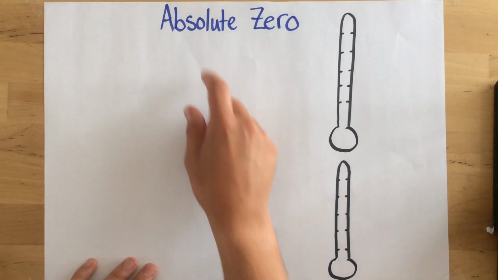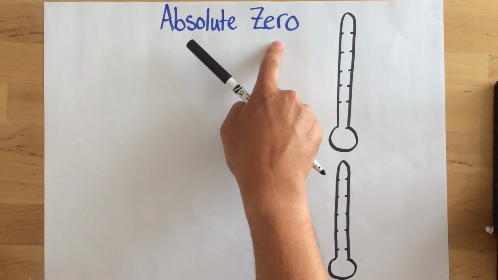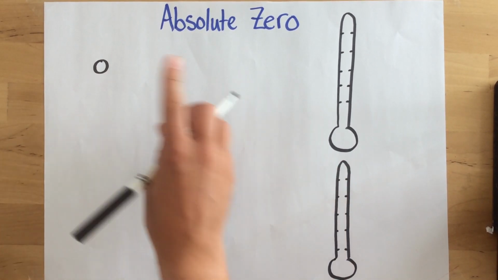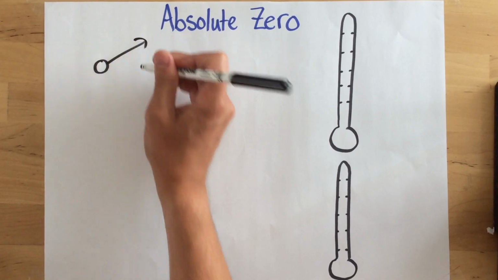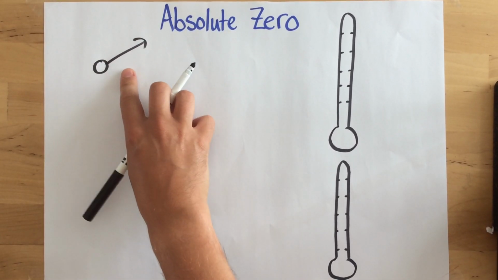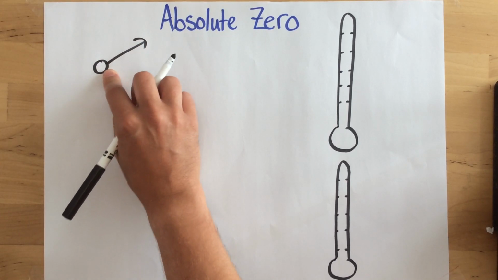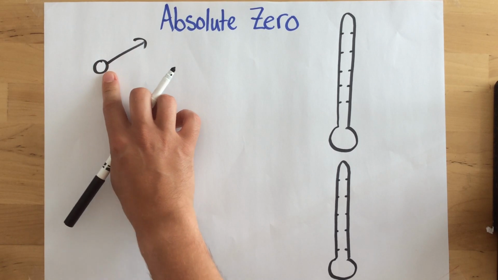Okay, today I'm going to talk to you about absolute zero and the Kelvin scale of temperature. So to understand absolute zero, we need to understand how particles work. When you increase the temperature of something, you give the particles more energy so they can move around faster or vibrate more. So the higher the temperature, the more their movement.